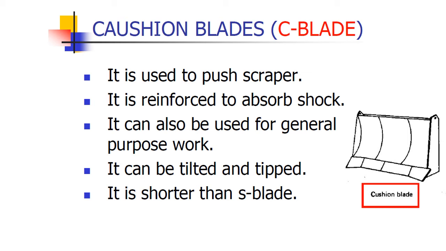However, because you need to concentrate this force, you need this blade to be reinforced by this stiffness that you could see, the vertical members. And you need it to be shorter than the S blade, which is typical.